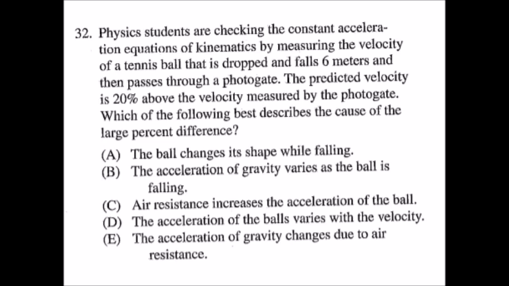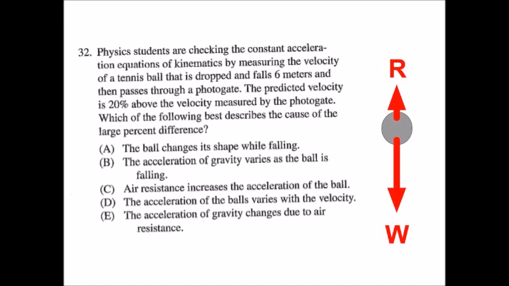Number 32. Physics students checking constant acceleration equations. They drop a tennis ball 6 meters. The predicted velocity is 20% above the velocity measured by the photo gate. So why is that? We have air resistance. When you first drop the tennis ball, there's a little bit of air resistance acting opposite the direction of the velocity. As the tennis ball goes faster, air resistance increases. It is related to velocity, proportional to either velocity or velocity squared. We did that experiment with the coffee filters.